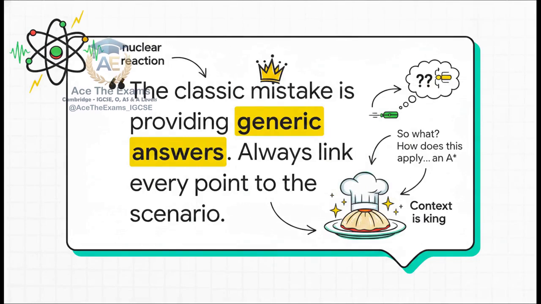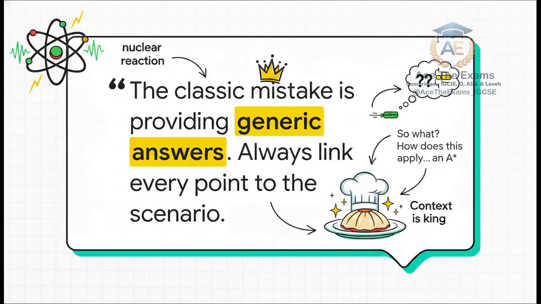And this brilliantly illustrates our ultimate golden rule, taken straight from an official examiner alert. The classic mistake is providing generic answers. Always link every point to the given scenario. Context is king, folks. Whenever you are writing out an answer, imagine the examiner standing right over your shoulder asking, "Okay, so what? How does this actually apply to the specific nuclear reaction I just asked you about?"